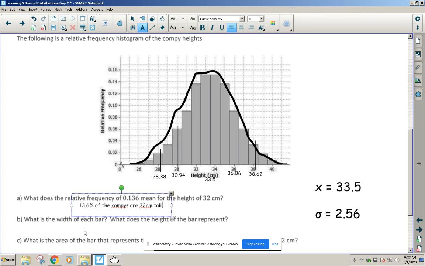And what does the width of each bar mean? Well, if you look at each bar, you can see that the width of each bar is 1 centimeter. And then what does the height of the bar represent? And that would be the percent of copies at that height.